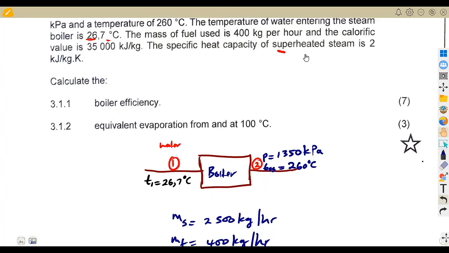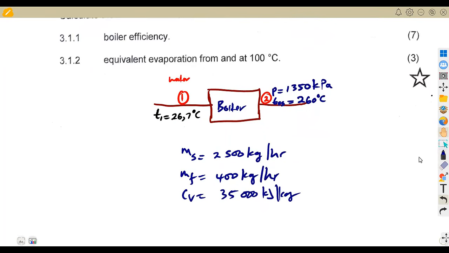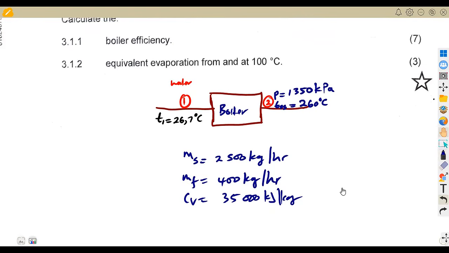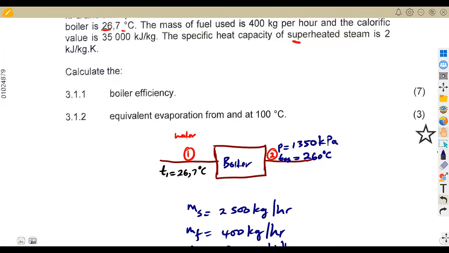Then the specific heat capacity of the superheated steam is 2 kilojoule per kg Kelvin, which is supposed to be per kg degrees Celsius, because we're going to use our temperature in degrees Celsius. So take note about that. This is supposed to be in degrees Celsius there. Given the specific heat capacity, which is 2 kilojoule per kg Kelvin, this does not affect, but we are supposed to have it in degrees Celsius. Take note of that information. So the question was to calculate the boiler efficiency, 7 marks for that. All right, how are we going to have the boiler efficiency?